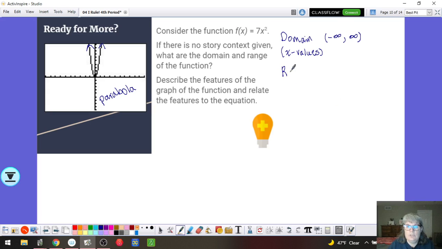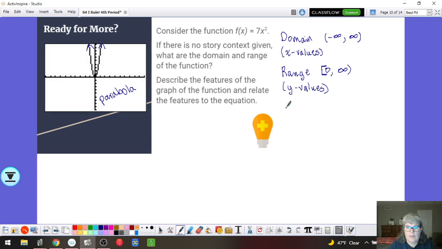The range is the set of y values. Now if I look at this graph, I don't have anything in the negative region of y. Everything is in the positive, and it starts at 0. So our range includes 0, and it goes on forever. It goes on to infinity. Now because there is a hard stop and our graph includes 0, that's why I have a bracket here.